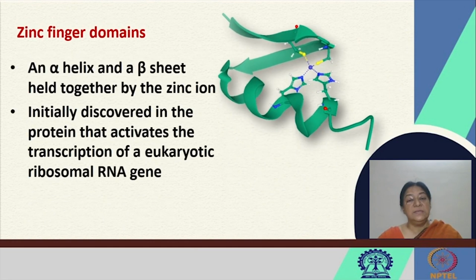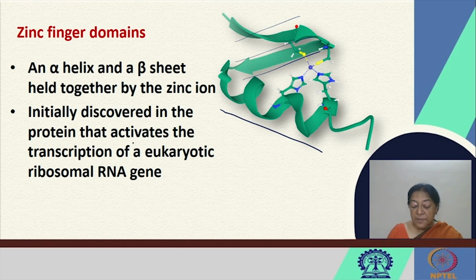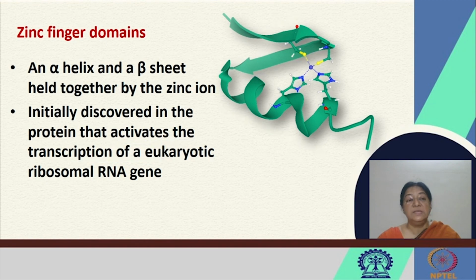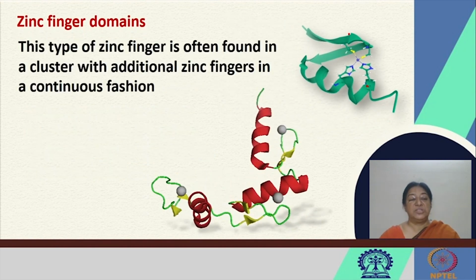Now, when we look at these zinc finger domains, we have in this case, as we can see, an alpha helix and a beta sheet. Here we can see the strands of the beta sheet that are held together by the zinc ion. And this was initially discovered in the protein that activates the transcription of a eukaryotic ribosomal RNA gene. So we understand that the importance of this particular domain lies in the activation of the transcription of the ribosomal RNA gene that requires the recognition in the proper fashion.